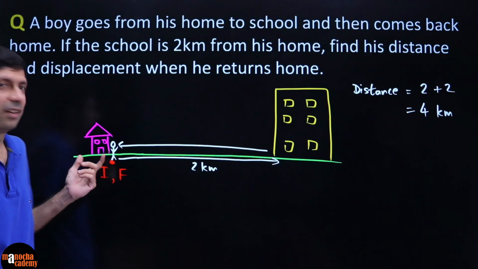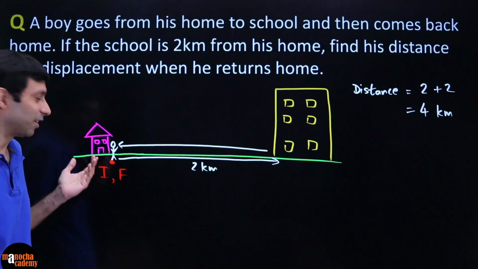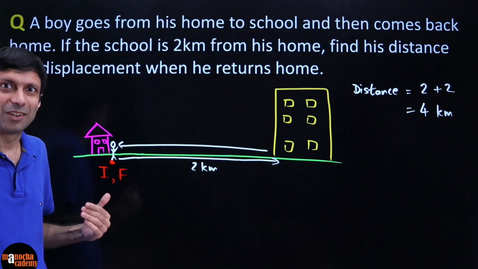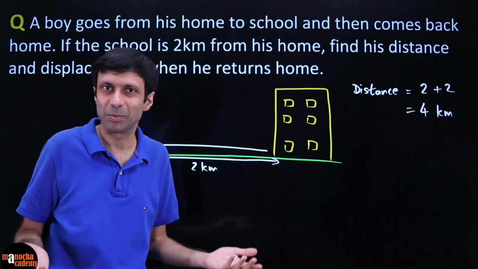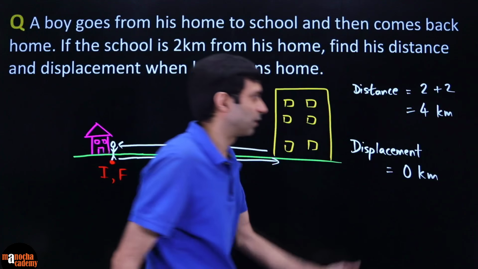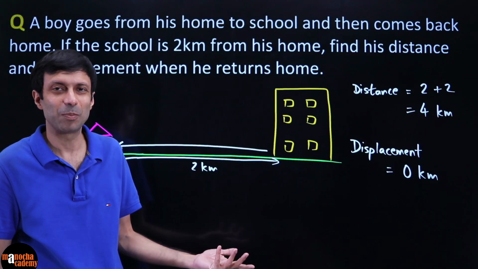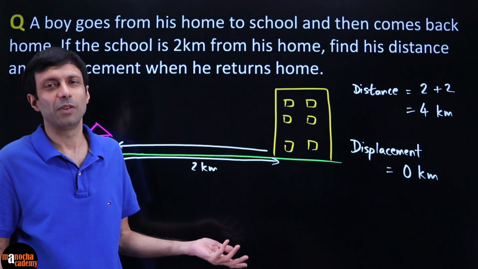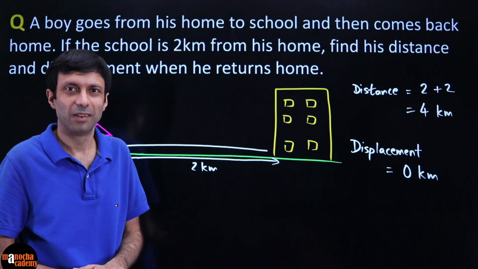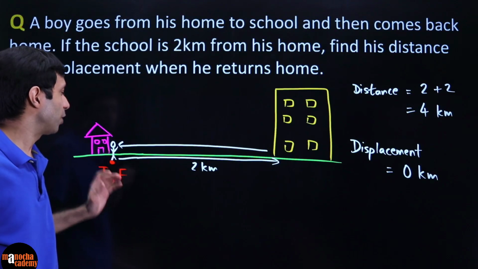Clearly you can see the shortest distance is going to be 0, because he is back. So yes, it's possible. Total displacement is 0 kilometers, because he is back to his initial position. And here, you don't even have to give direction because it's 0. Is it clear? So this is important.